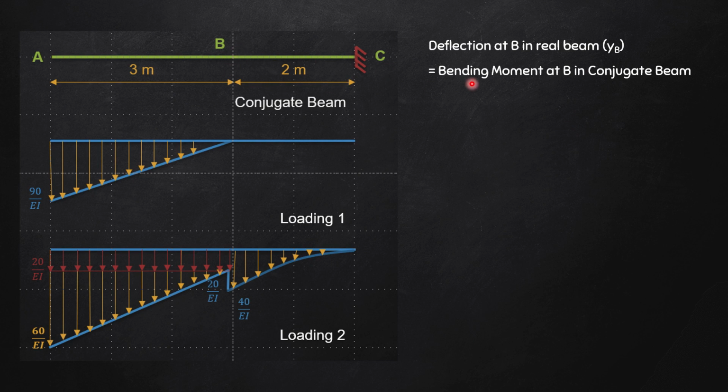It will be nothing but the bending moment at B in the conjugate beam. So we will have to find out the bending moment here. Again, I'm going to take advantage of the cantilever situation, and without finding out the support reaction, if I can come from right to left, I can easily find out the bending moment at B.